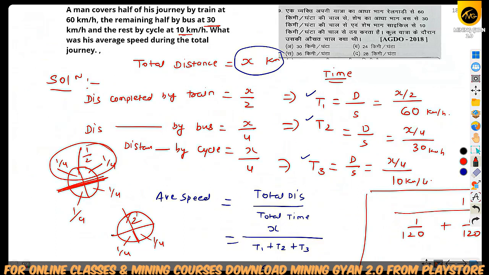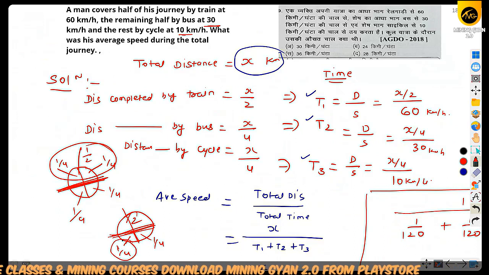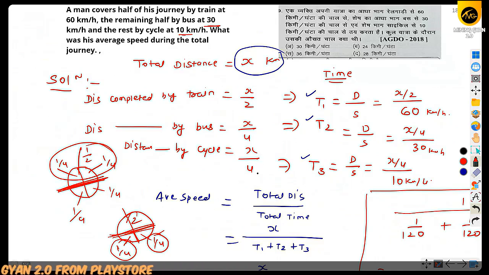The remaining half by bus means half of the remaining portion. So this is the half portion, that is 1 divided by 2, and the half of the remaining portion means 1 divided by 4th portion of the circle. And now the remaining 1 divided by 4th will be completed by the cycle. So that's why you have to use x divided by 4 for the cycle.